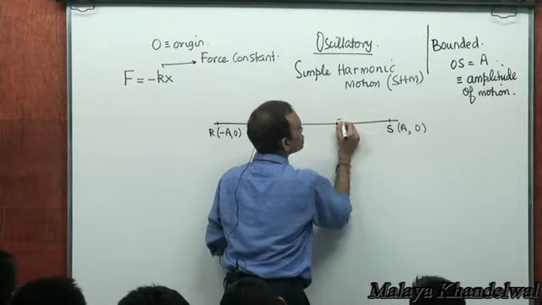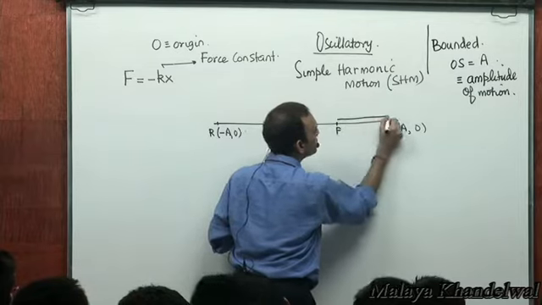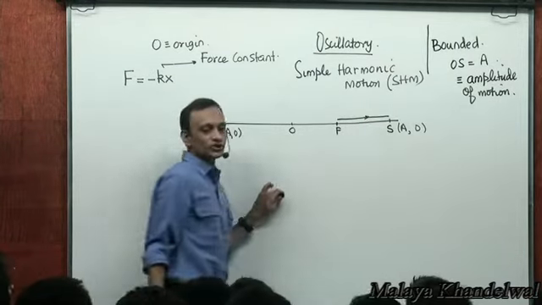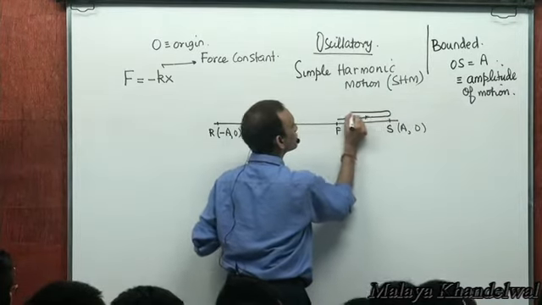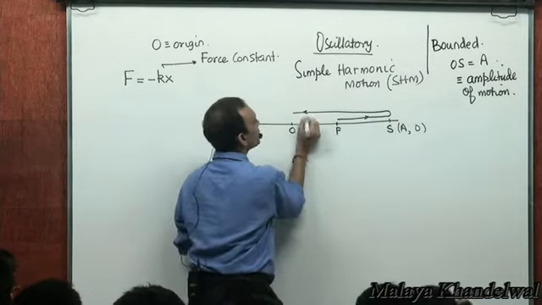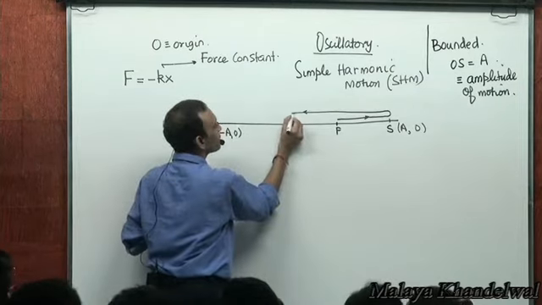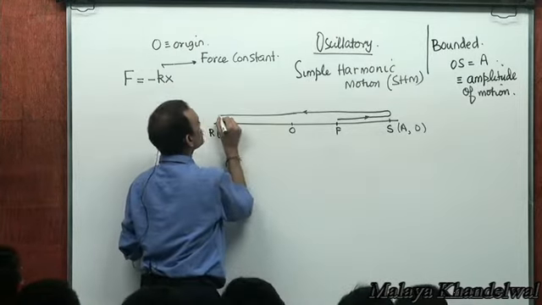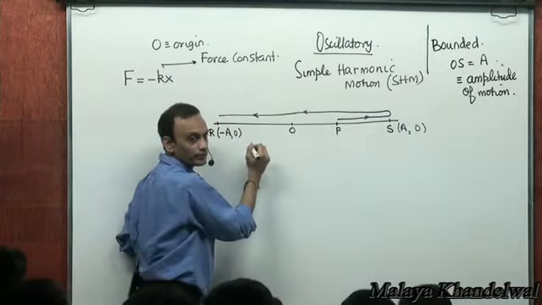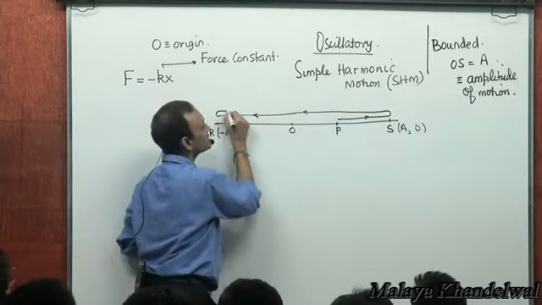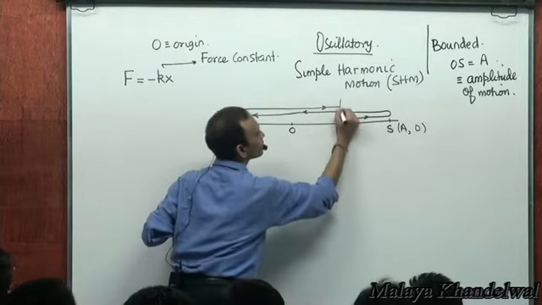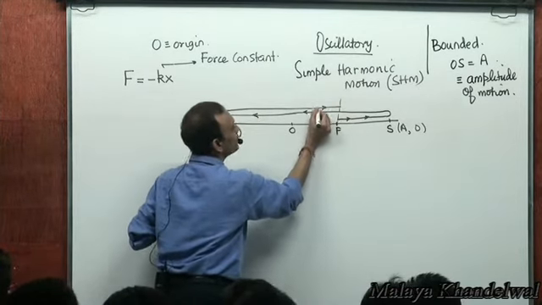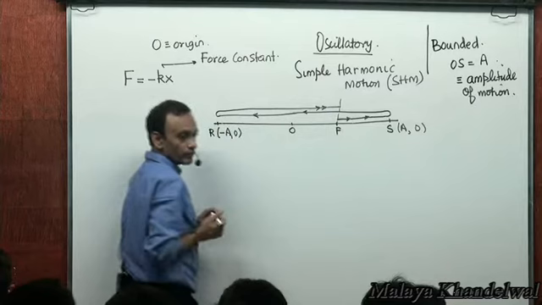Now the particle goes to its rightmost extremity and then turns around, comes to the equilibrium position, then traverses to the leftmost extremity, and then turns around and comes back to P. It started from P and came back to P, right?